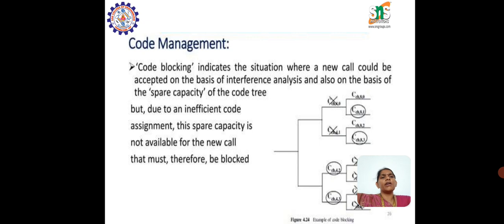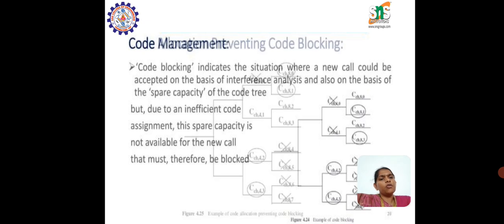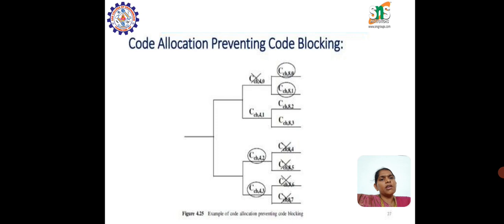Code blocking indicates a situation where new calls could be accepted on the basis of interference analysis and also on the basis of spare capacity. But due to inefficient code assignment, the spare capacity is not available for the new call, which must therefore be blocked. So this is an example of call allocation preventing code blocking.